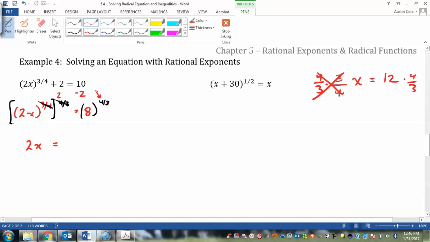But remember, the 4 represents my what? Isn't this my power over root? Power over root. So I'm going to make this the cube root of 8 to the 4th power. Instead of having a rational exponent, I change it to a radical. Power over root. Now, what's the cube root of 8? 2. What's 2 to the 4th power? 16. So this whole thing is just 16. So now I get 2x equals 16. I can divide both sides by 2. And x equals 8.